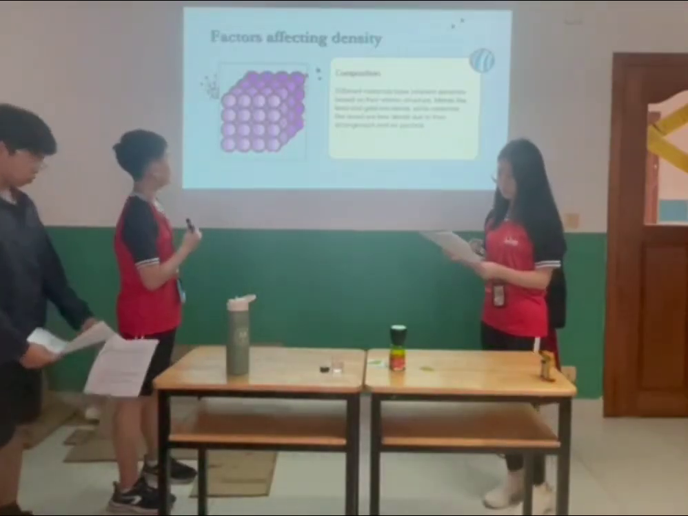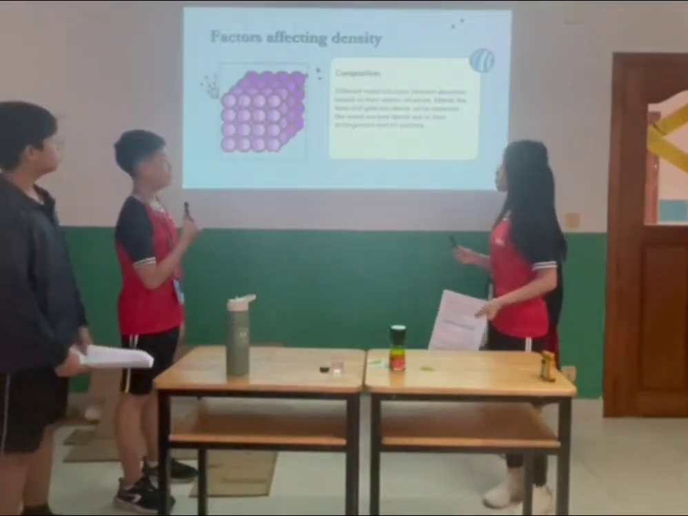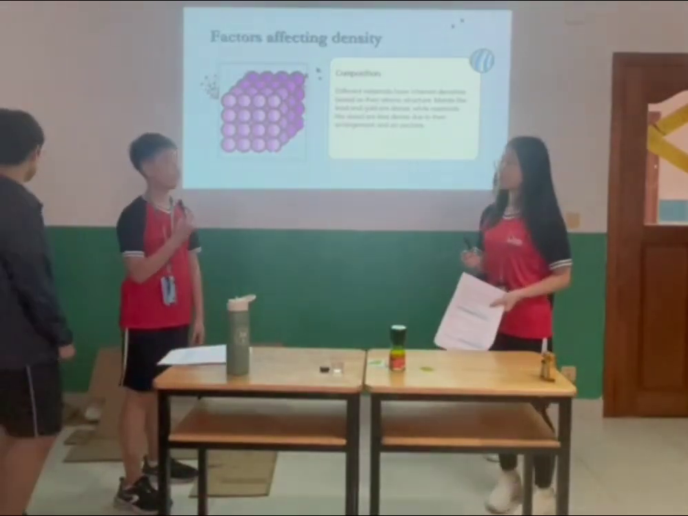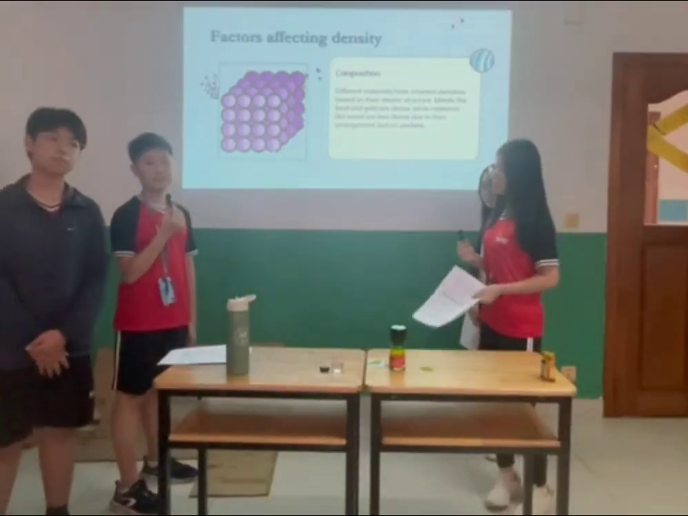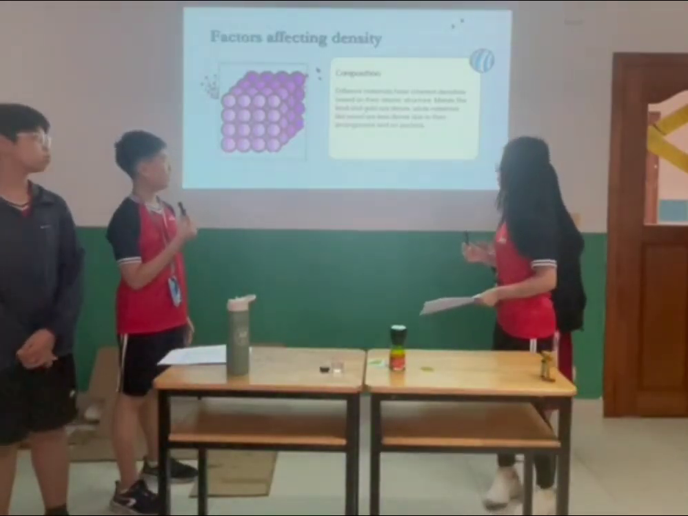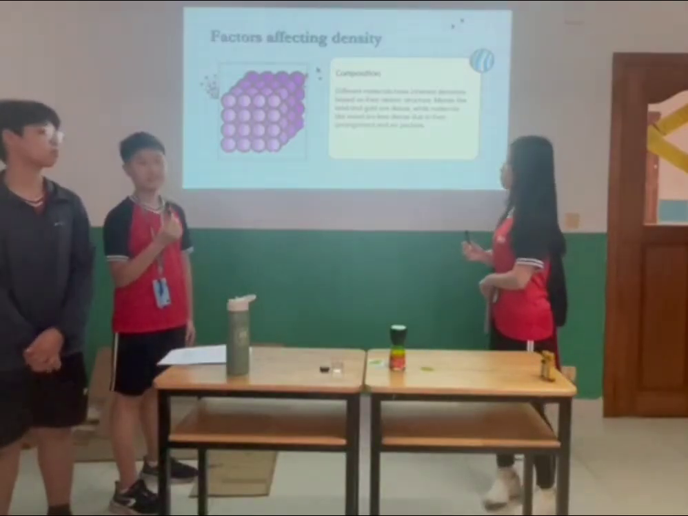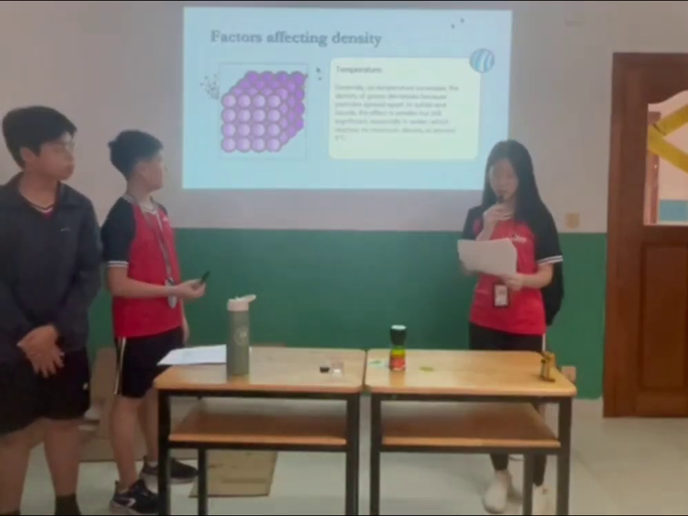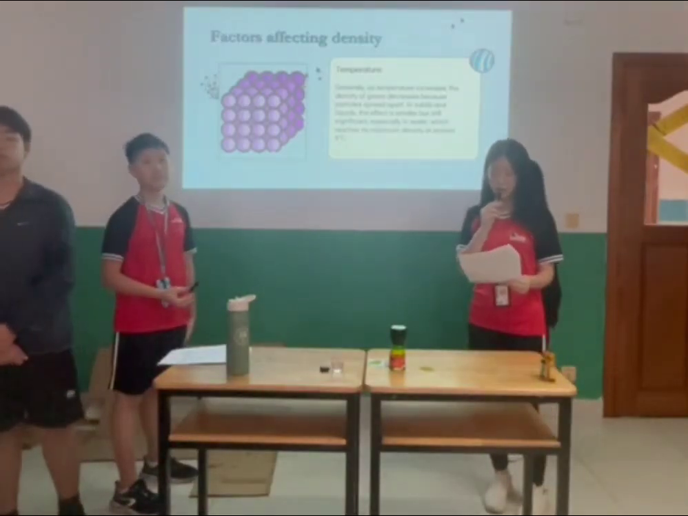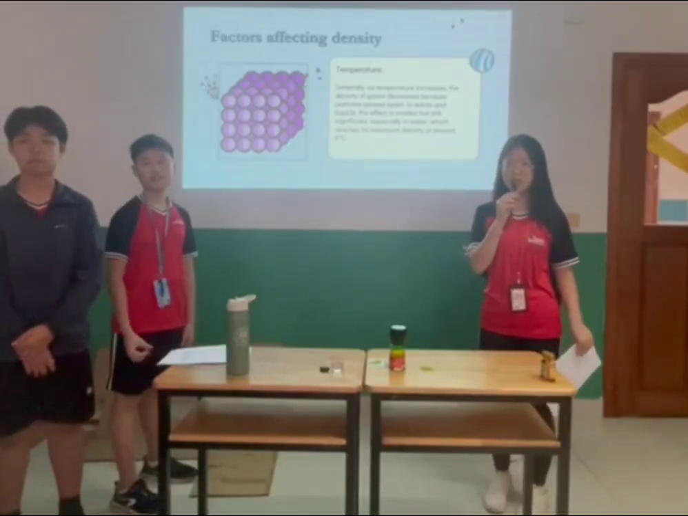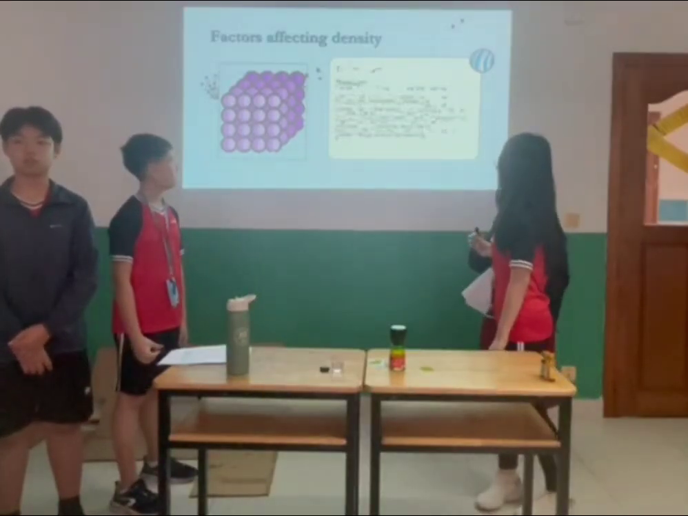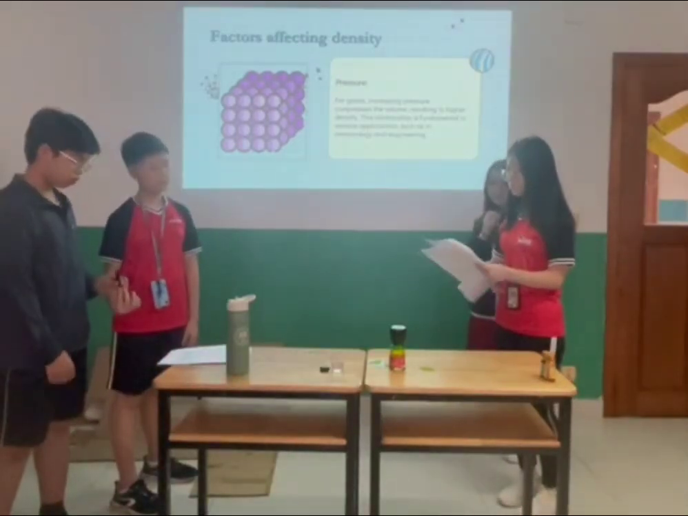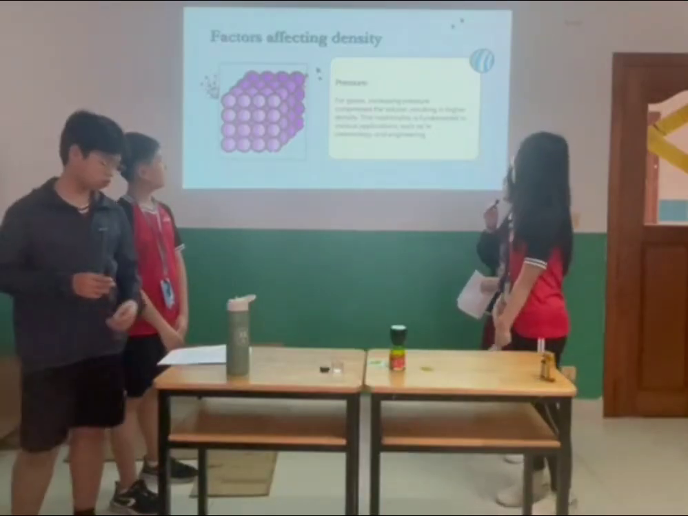What are the factors affecting density? Composition. Different materials have varying densities based on their atomic structures. For example, metals are typically denser than woods because their structure is different. Temperature. Density generally decreases with rising temperatures in gases due to particle expansion, in liquids too, and in solids, effects vary. Pressure. Increasing pressure compresses gases, raising their density, which is crucial in fields such as meteorology and engineering.